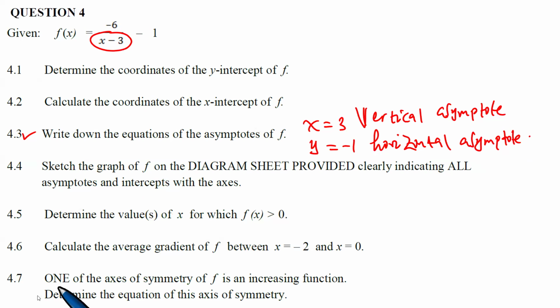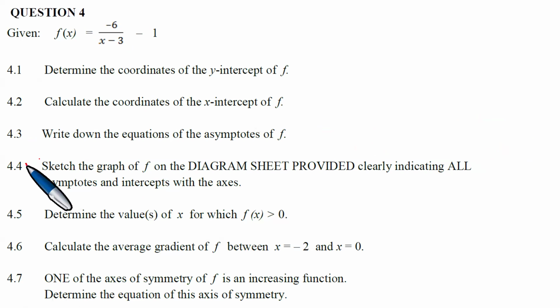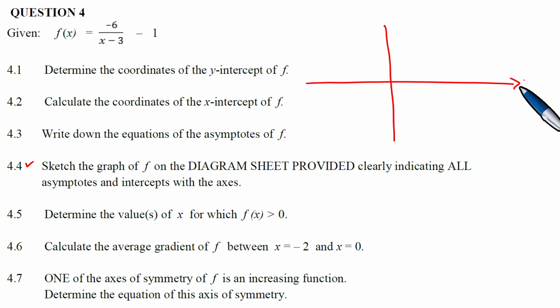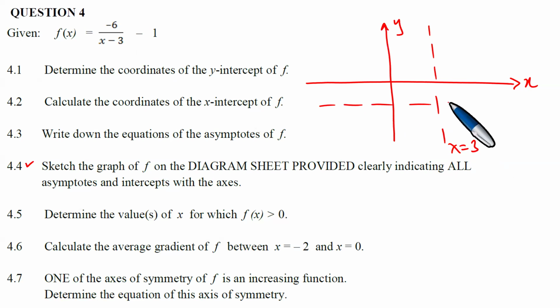All right, so in 4.4, sketch the graph of f on the diagram provided, clearly indicating all asymptotes and intercepts with the axis. Let us draw a rough sketch here. This is the x-axis and that becomes the y-axis. x equals 3 is the vertical asymptote. And y equals minus 1 remains the horizontal asymptote.